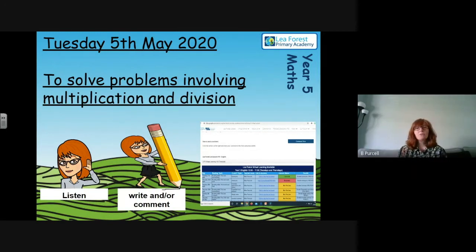Sometimes we have wordy problems that we have to find our way through to find the maths calculation that we need to do. And that's what we're going to be looking at today. So we'll be applying those multiplication and division skills that we've learned over the last few weeks.